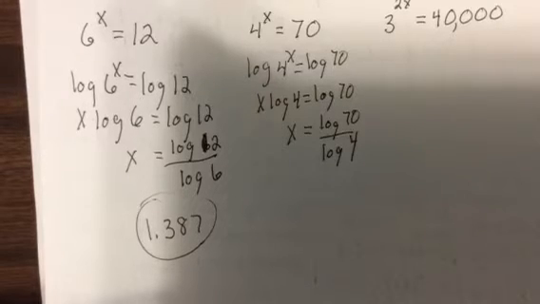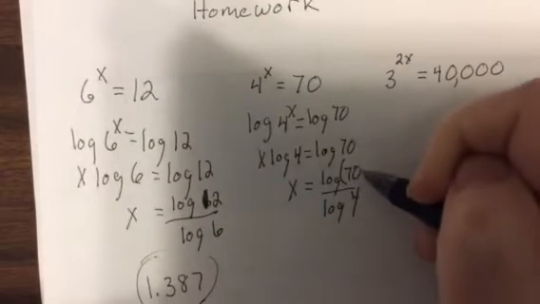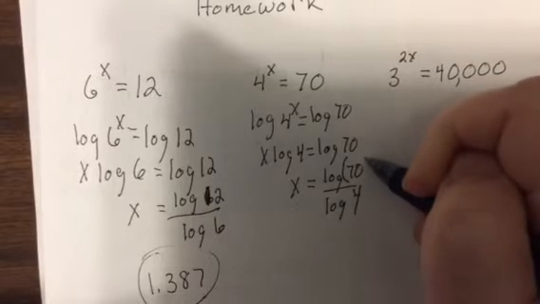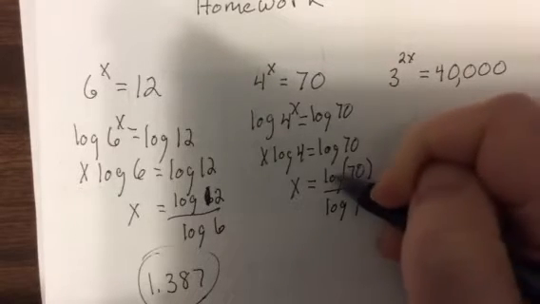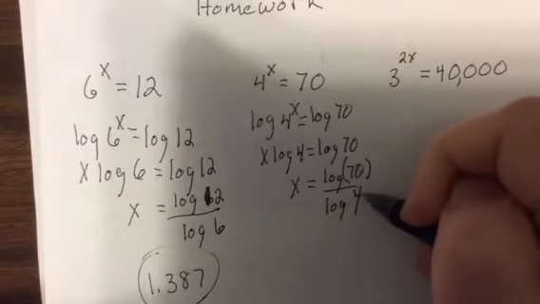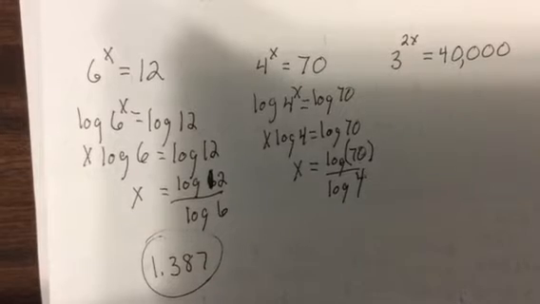You would just go log of 70, but you have to be careful that it automatically puts a parenthesis here. So you have to use the arrow button to push it past this parenthesis so it knows it's log of 70 divided by log of 4 and not log of 70 divided by log of 4 all inside a log. So you got to be careful.